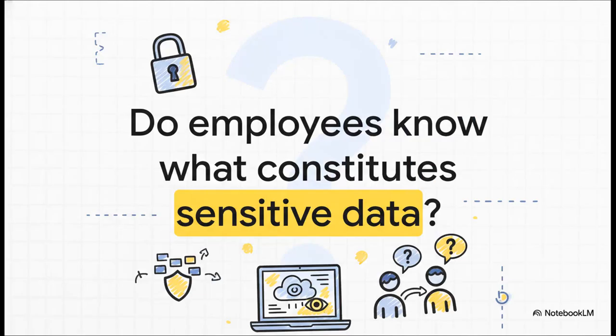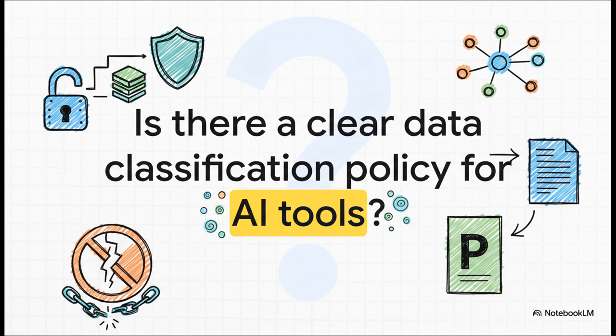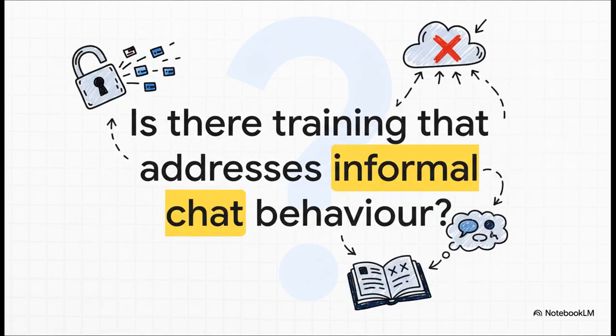Let's do a quick gut check for your own organization. First question, do your people really know what counts as sensitive data when they're using AI? Next up, do they know for sure which AI tools are okay to use for work and which ones are totally off limits? Do you have a clear written down policy about data that's been specifically updated to include these new AI tools? And last one, is anyone talking about that casual chat window behavior we mentioned? Is there any training that makes it clear it is not a private notepad? Now, if the answer to any of these questions is no, or even just I'm not sure, well, you've just found your governance gap. That's the real risk.